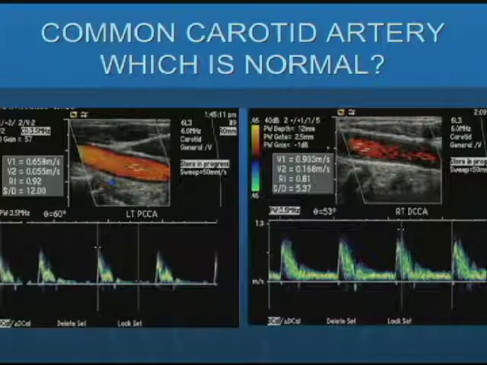Now, if you look at the common carotid artery in this instance, which is normal? Is the left normal with an end diastole of 6, or is the right normal with an end diastole of 17? Well, again, this patient needs organ flow perfusion to the brain, and the picture on the left indicates a high resistance, and high resistance, as we mentioned, indicates a distal obstruction, such as an ICA occlusion. So in this instance, the left is abnormal and the right is normal.